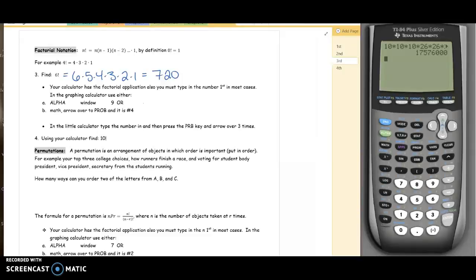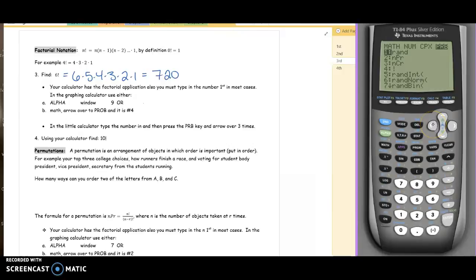In the graphing calculators, when in doubt, check the math button. So I'm going to enter 6, and then push my math button. Do you notice over on the right side of the screen it says PRB? You can either arrow right or arrow left to go over to the PRB menu. And then notice the 4th option down is the exclamation point, the factorial. 6 factorial is 720.